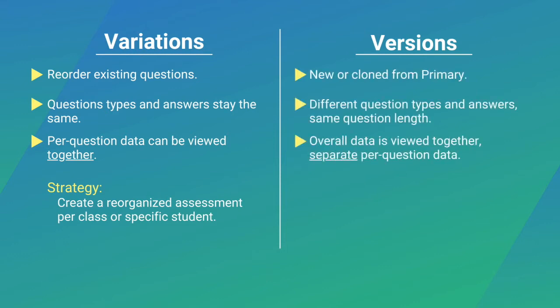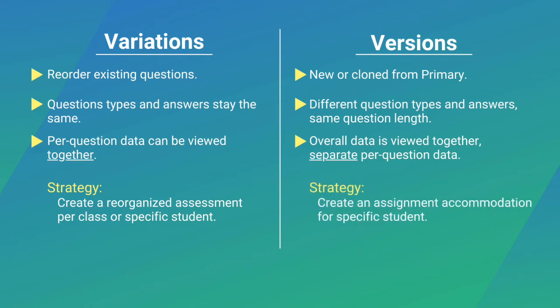Versions can be created new or cloned from the primary. In versions, the question types and answers can be different, but you will not be able to view the multiple versions together when looking at item-specific reports such as the item analysis and the student by question reports. Versions can be created when developing assessment accommodations for specific learners.